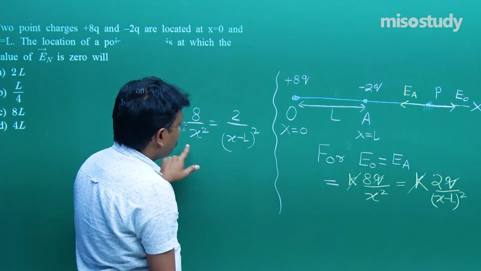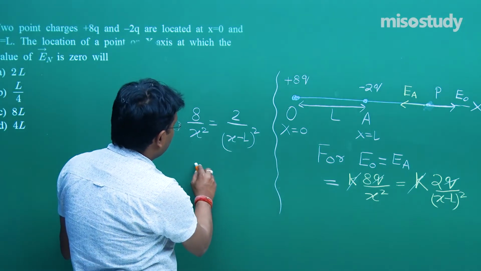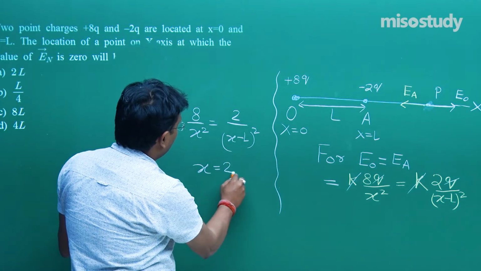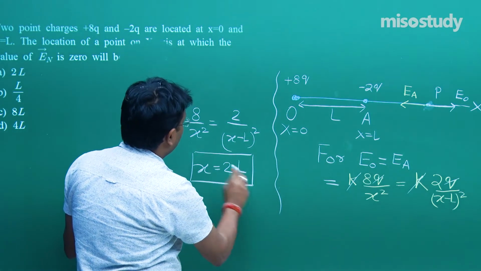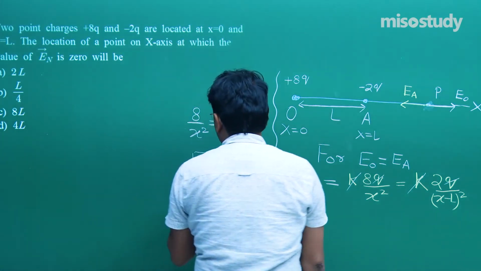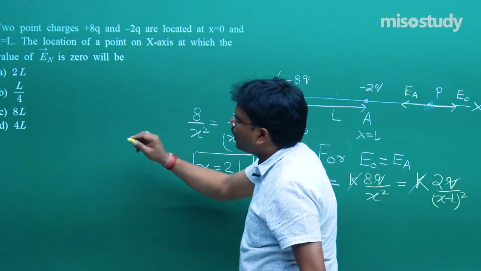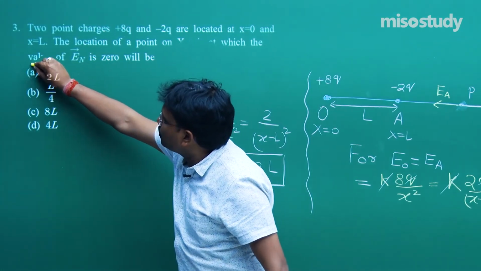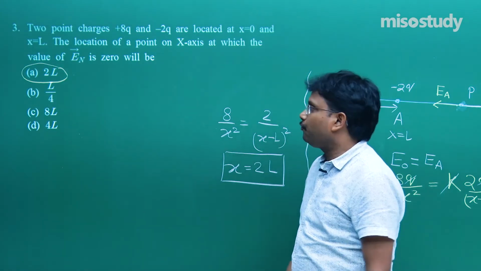I hope the calculation now is so simple that even if I am writing x is equal to 2L, you are going to be very much comfortable with this, because 2 into 4 then square is going to be resolved. So, simply x is equal to 2L. Now, let us try to find out which one is the correct option. So, this A is going to be the correct option as such. Fine.